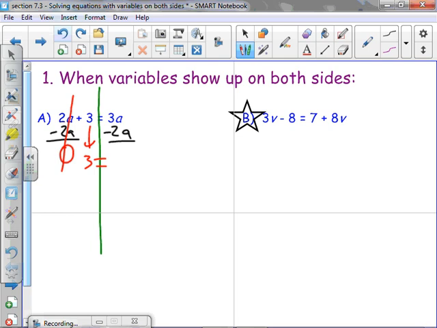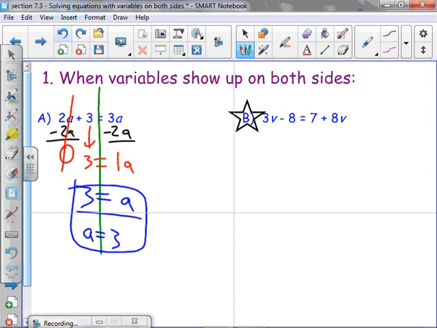What do you have left here, though? 3a take away 2a. These are like terms, so I can combine them. 3a's take away 2a's is 1a, or more simply put, 3 is equal to a. Or if you prefer, a equals 3. They both mean exactly the same thing. It's just two ways of writing the same thing. This is what we have to do in order to solve equations where variables show up on both sides.